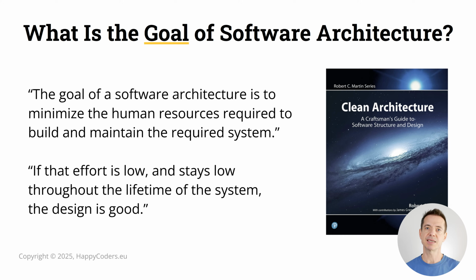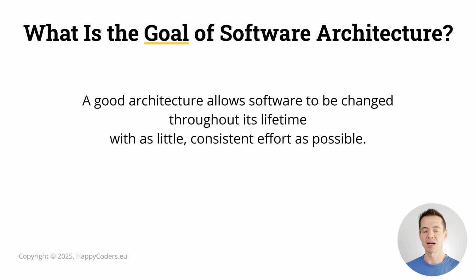That sounds a bit as if it were written by a lawyer. So here's my definition. A good architecture allows software to be changed throughout its entire lifetime with consistently low effort. Effort can generally be equated with costs. Your employers or clients want to be able to change software with costs that are as low as possible and predictable in the long term.